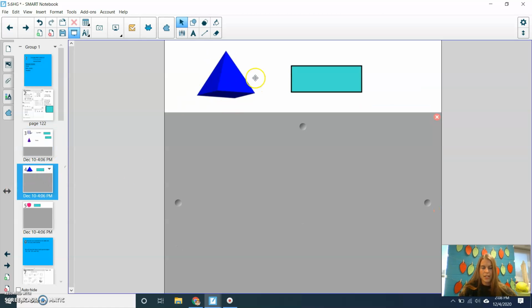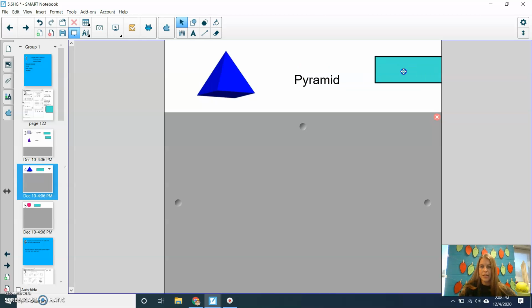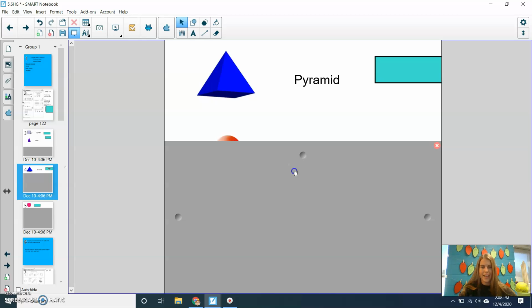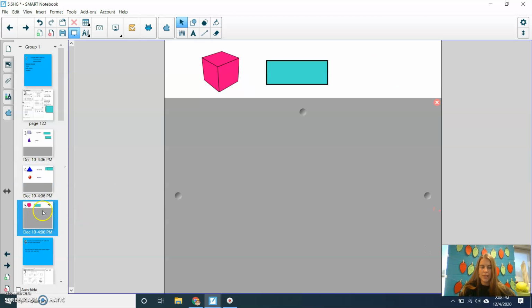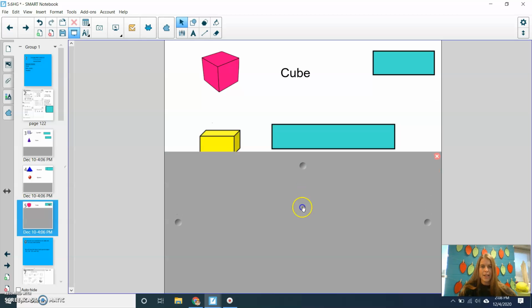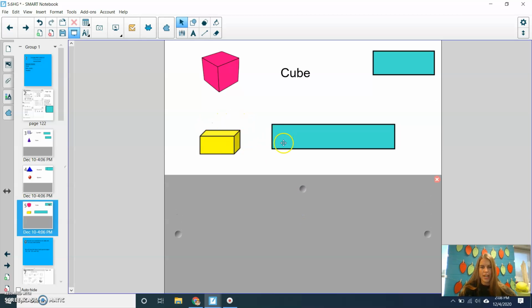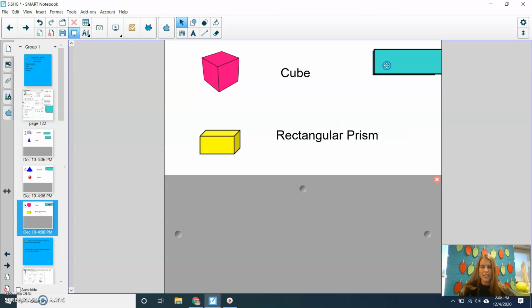How about this shape? If you're thinking pyramid, you are correct. How about this one? If you said sphere, that is right. 2 more. What shape is this? If you thought cube, you are correct. And our last one, how about this shape? You should have said rectangular prism. That one's a little bit of a tricky one.